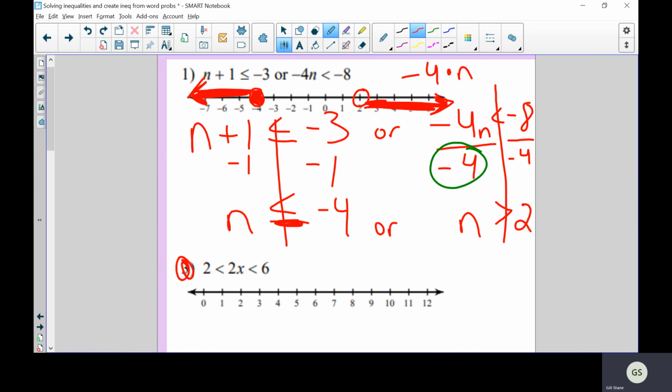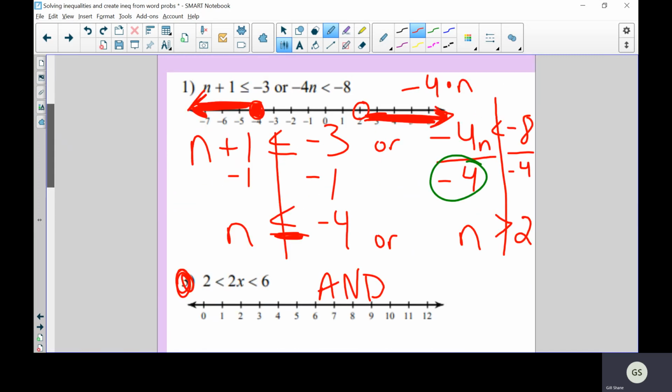If you have this type of and, so that is an and. There's no word there. It has to be and. You're going to need to break that into the two separate equations. And there's one little trick you got to watch out for.